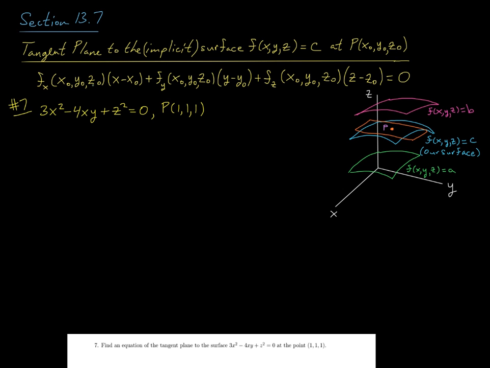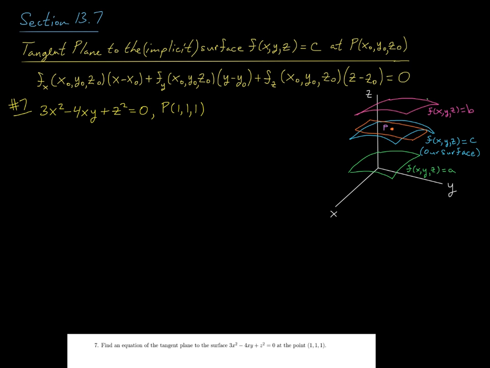Well, the thing to notice here is that the coefficients of x minus x naught, y minus y naught, and z minus z naught are really the components of the gradient vector of this function f evaluated at our point P. And where's that coming from? Well, that's coming from the theorem that we stated in the last video that said that the gradient vector at a certain point was perpendicular to the level surface for this function f that passes through that point.